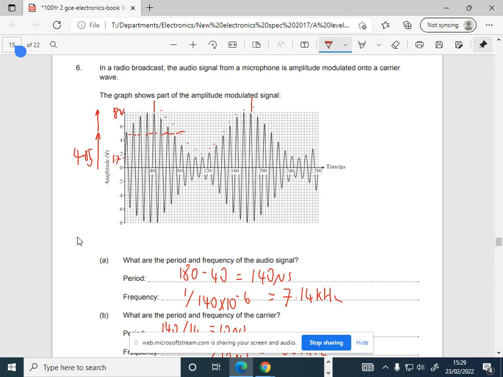Where was I again? 8. So I'll just do it again. 8 minus 1.7 equals that divided by 2. It was 3.15. I probably could have done that in my head. Let's make that a bit neater. 4.85 volts. Okay. So you got your B and your A.